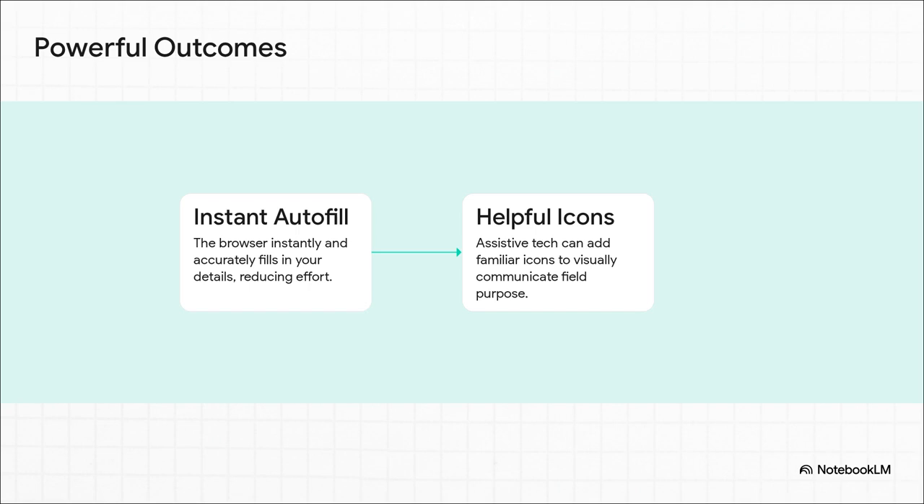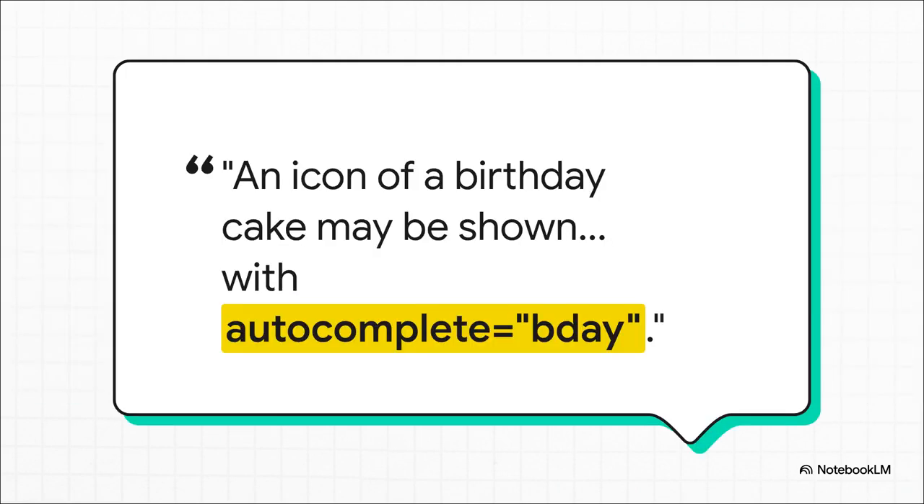So this one little attribute leads to two really powerful outcomes. First, there's the one we're all pretty familiar with, seamless autofill. Your browser sees the tag, recognizes it, and bam, fills in the right information. But second, and this is so cool, assistive technologies can use these same tags to add helpful icons right next to the fields. The official documentation gives a perfect example of this. It says an assistive tool could see that bday tag and automatically pop in a little icon of a birthday cake. Just like that, you know what the field is for. You don't even have to read the text.